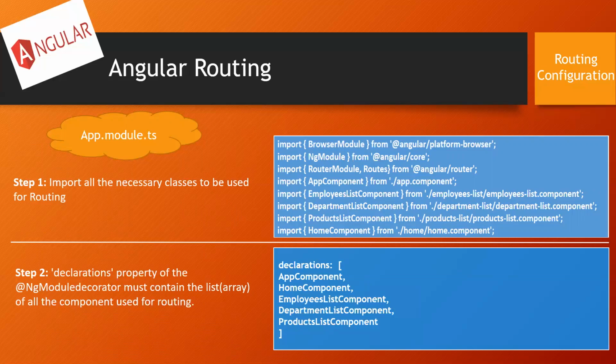So we'll apply routing on home component, employees list, department list, product list. We'll list all the components under the declarations section of NgModule.